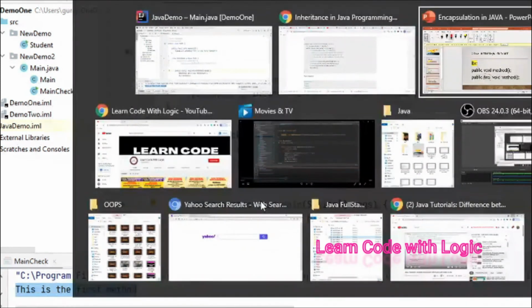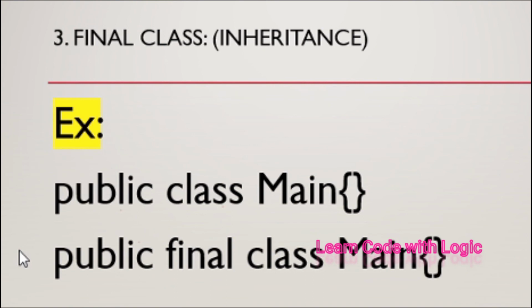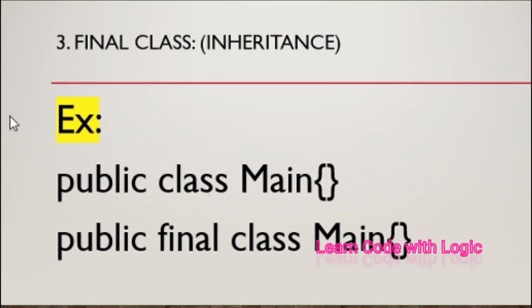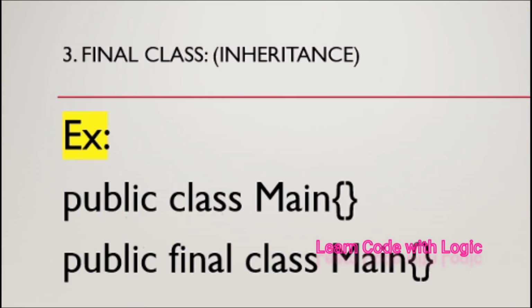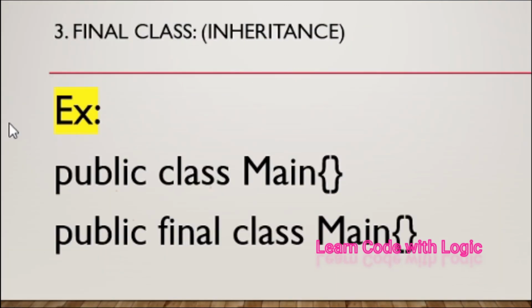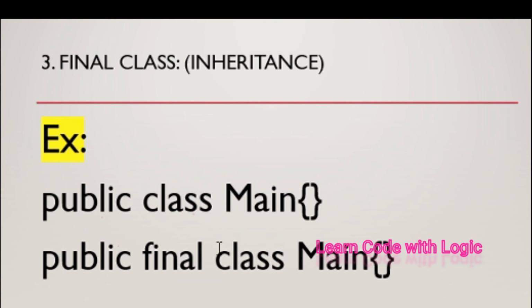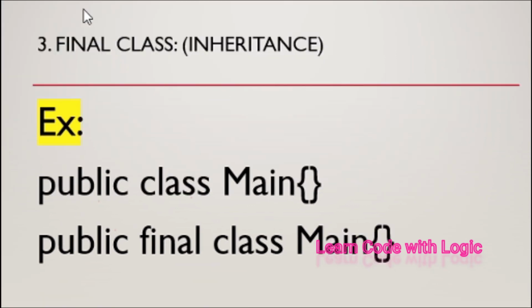Now let's move on to our last topic, final class. This is also similar to our previous examples. Even though the implementation part is similar, you need to understand the logic behind that. What if a class is final? In that case, we cannot inherit the parent class. If the class is not final, we can inherit that class using the extends keyword. But if the class is final, we cannot inherit that class anymore. That is the concept of a final class.